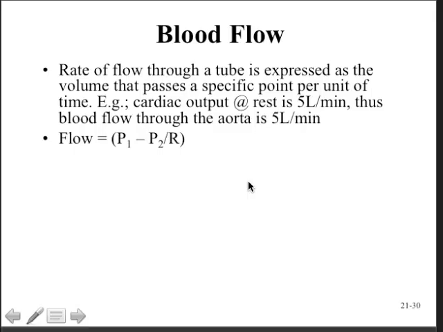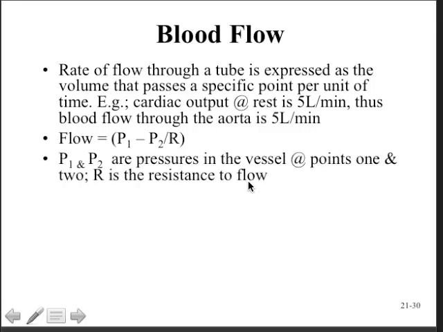Flow is equal to the difference in pressure divided by the resistance to that flow. P1 and P2 are pressures in the vessel at points 1 and 2, and R represents the resistance to the flow. If you look at this equation, you can see that as resistance increases, flow decreases. Okay, so let's indicate that there. We'll go with red.